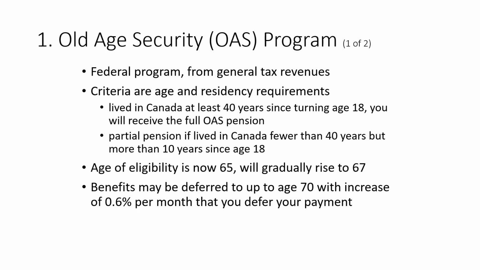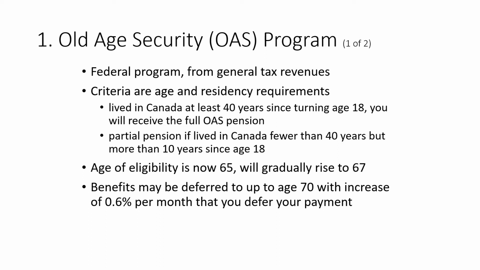Old Age Security Program. It is a federal program from general tax revenues. Criteria are age and residence requirement. You have to live in Canada at least 40 years since turning age 18 to qualify for OAS pension. You will get a partial pension if you live in Canada for more than 10 years since age 18.